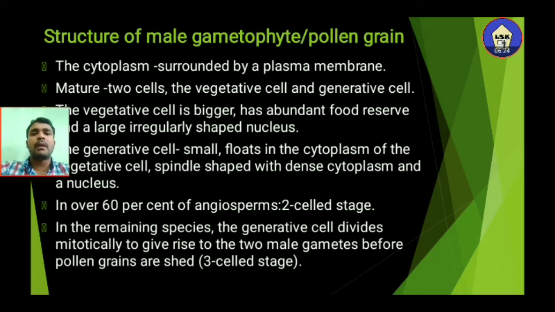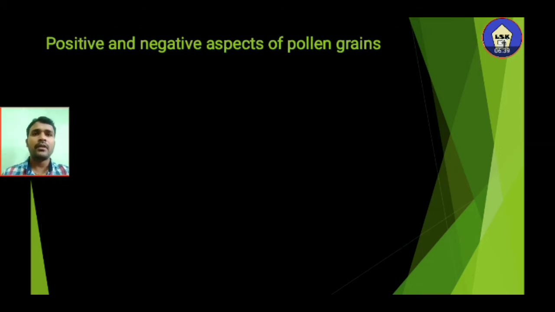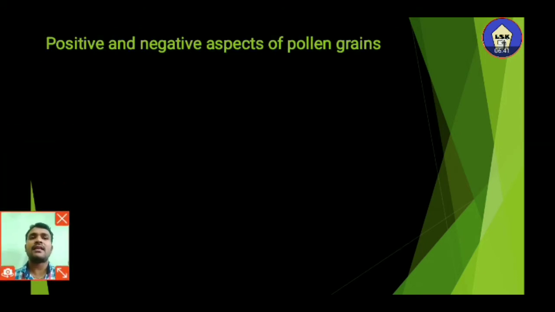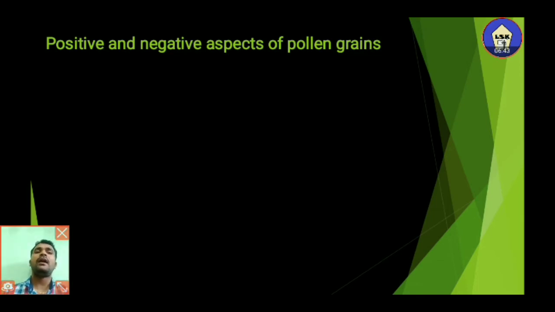Remember, in the maximum number of angiosperms, that is in 60% of angiosperms, pollen grains are shed in the two-celled stage, and in the remaining 40% of angiospermic plants, the pollen grains are shed in the three-celled stage.